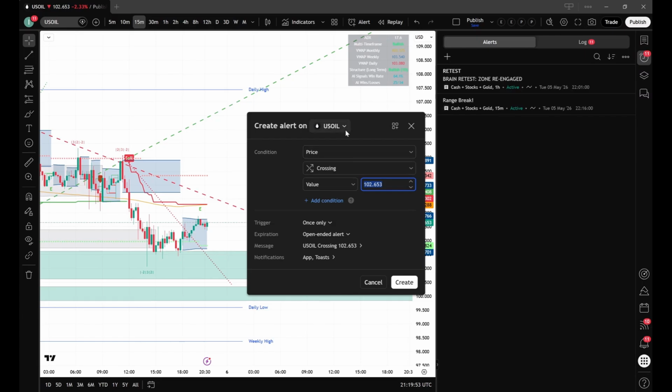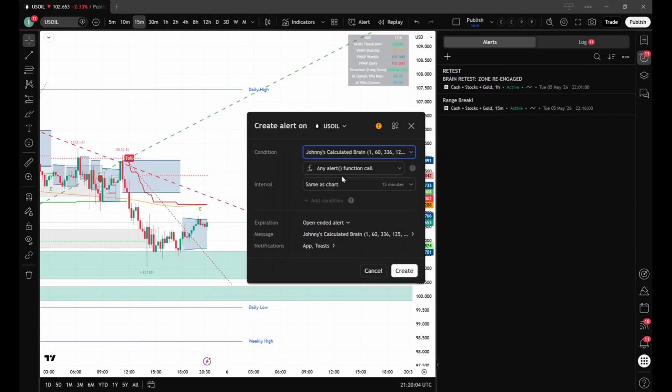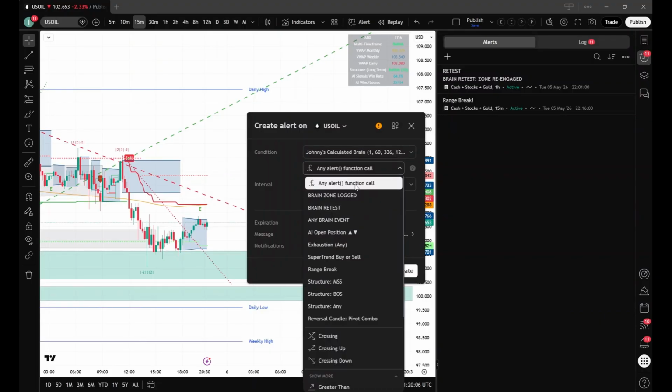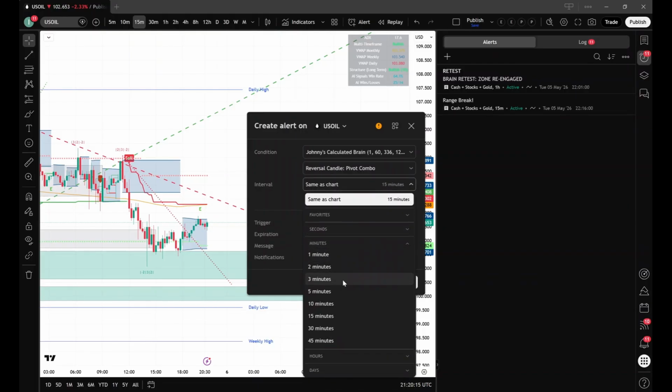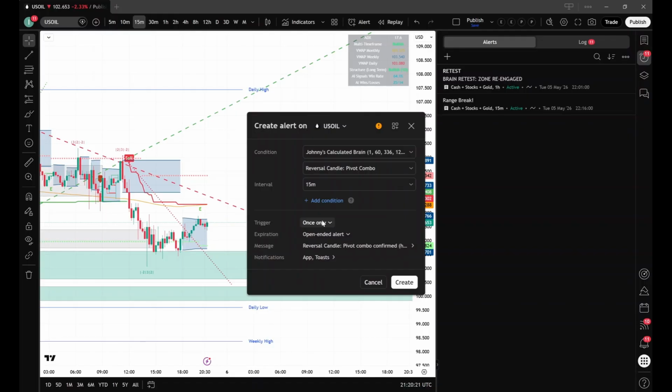But if you were creating a brand new one, you can either set it against your watch list that you've created or against a particular asset. I'll set it against the entire watch list. But yeah, you just select the condition, sorry. So you select the toolkit as the condition, and then reverse candle, pivot combo, whichever time frame you want it to look at before alerting you. So let's say 15 minutes. And then trigger you set to once per bar close.